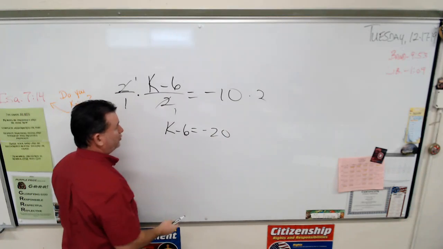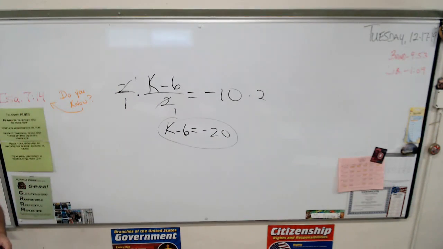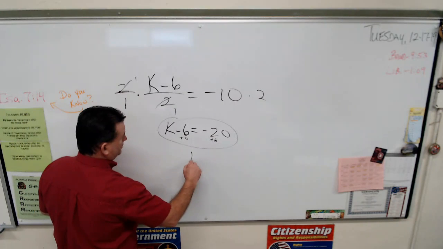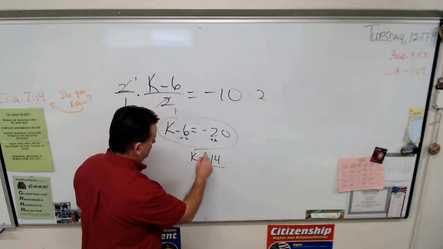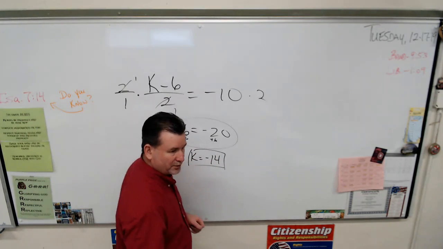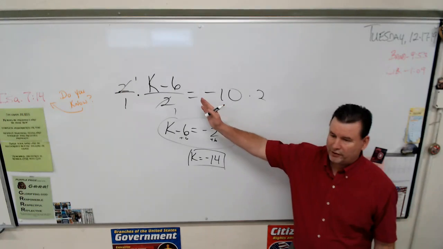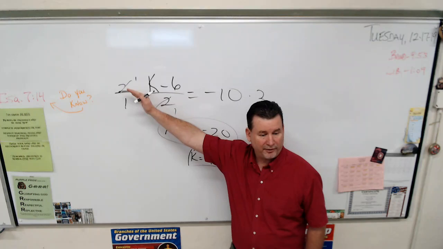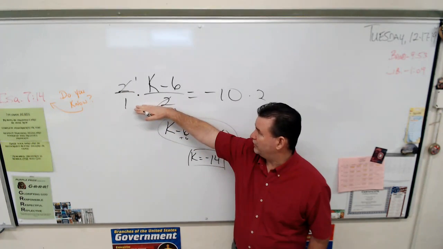So now we have negative 20. So my new equation is K minus 6 equals negative 20. How do you get rid of the negative 6? You add 6. And that's how we got K equals negative 14. Everybody got that? Yeah. So you don't have to deal with fractions. You clear the fraction by multiplying by the denominator.